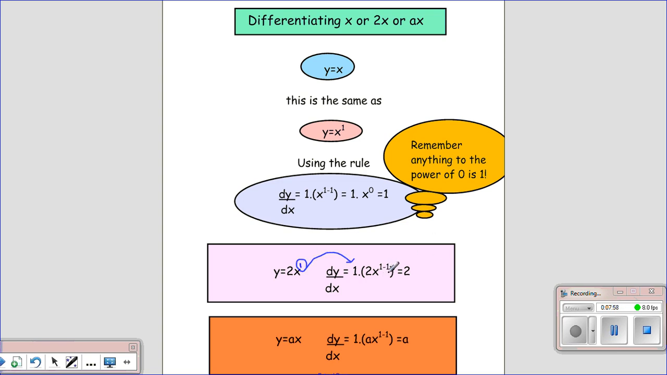1 take away 1 is 0, and anything to the power of 0 is 1, sorry. So now we've got 1 times 2 equals 2, and that's what we would expect. So when we have y equals a number times x, the gradient just comes out as what the number is. So if you had y equals 3x, the gradient, or dy by dx, would equal 3. If we have y equals 4x, dy by dx would equal 4.